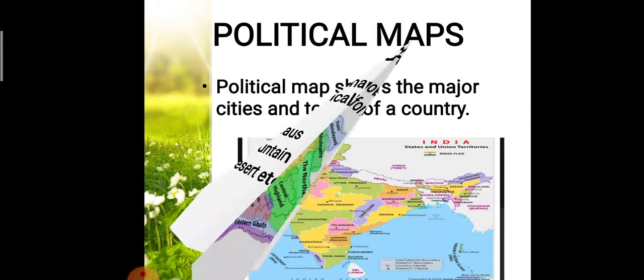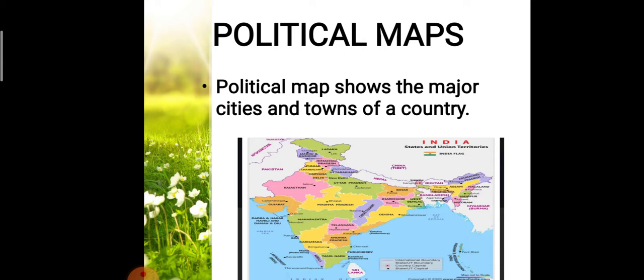Now let's talk about political map. Maps showing cities, towns and villages and different countries and states of the world with their boundaries are called political maps. Like here in this picture you can see a political map of India, which is showing different states, union territories, and the state boundaries. So this is the political map which shows different towns and cities of a particular country.